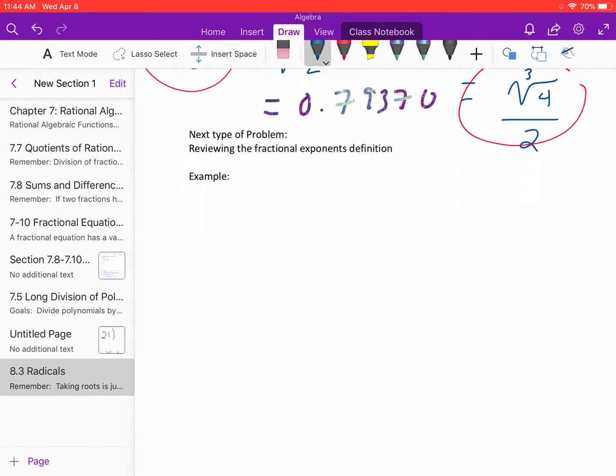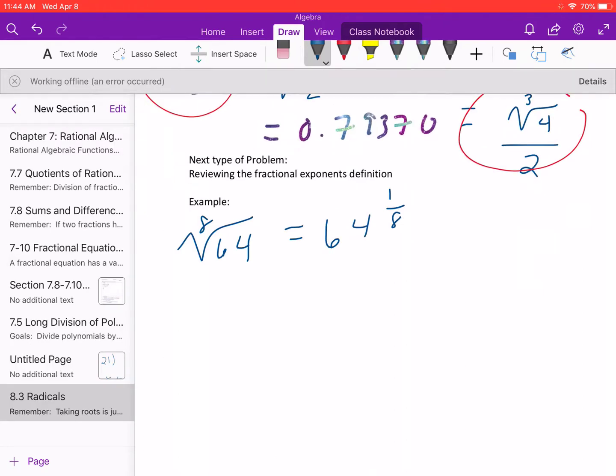The next type of problem that we're going to see is looking at a fractional exponent, something we are very familiar with in our course. And so if we are asked to simplify the 8th root of 64, the 8th root of 64 can be rewritten as 64 to the 1/8 power. That is our fractional exponent definition that we learned back in chapter 6. 64 is 2 to the 6th power. So we can rewrite 64 as 2 to the 6th, all raised to the 1/8 power.